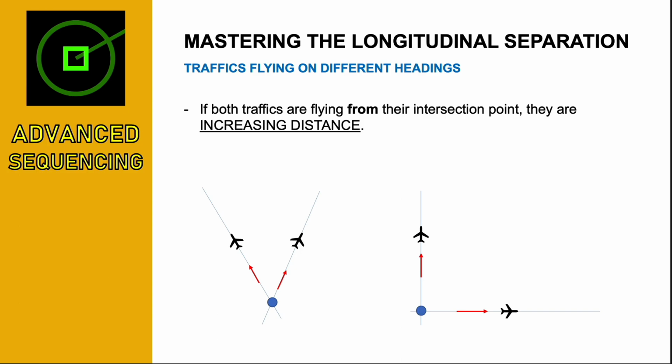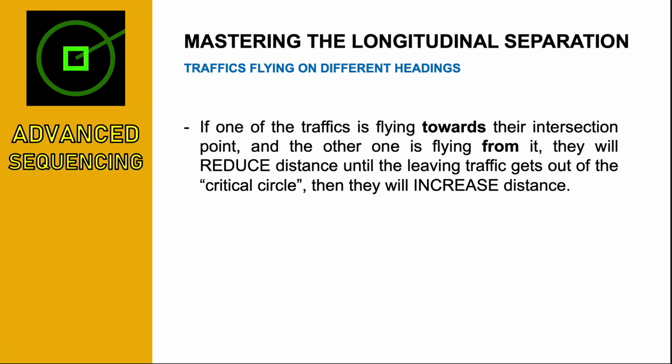And the other situation, this is the most complex one, is when one traffic is flying towards the intersection point and the other is flying from it. So one is flying towards the intersection point, the other is flying from the intersection point. That means that they will reduce distance. And this is very difficult to understand, so I will go ahead with the explanation.